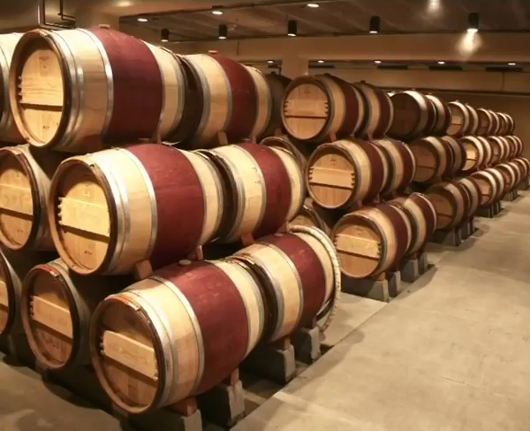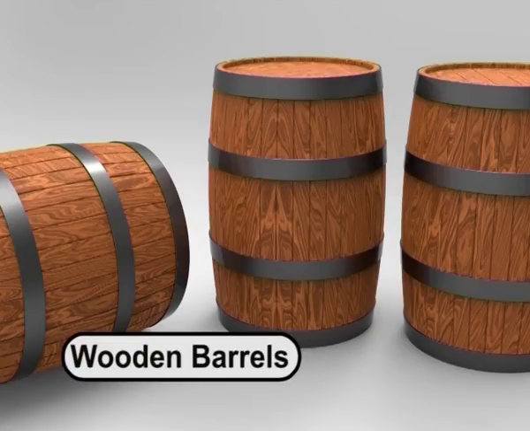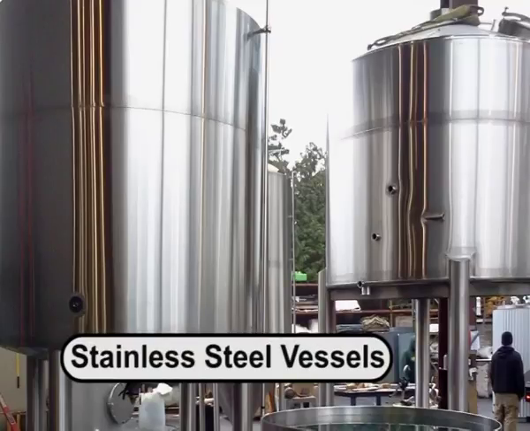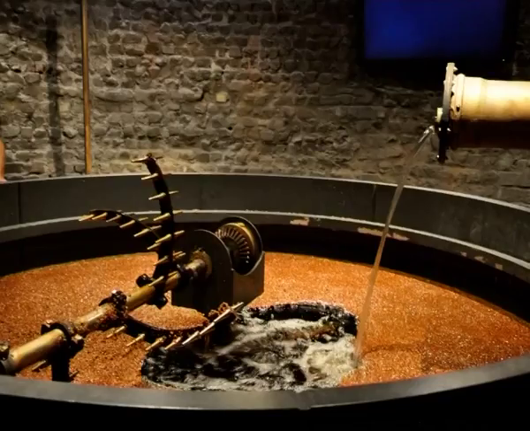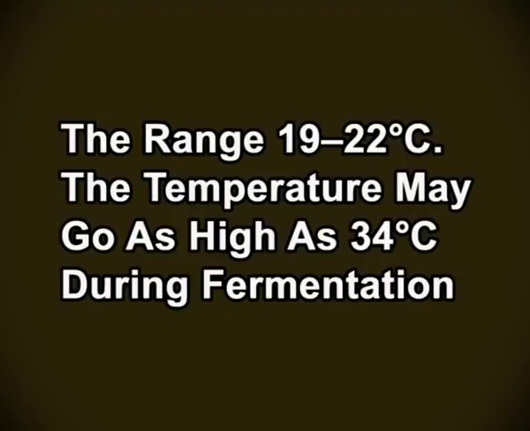The strains may also be selected on the basis of their ability to produce esters. Fermentation on a small scale may be in closed wooden barrels, but on a larger scale it will be in stainless steel vessels known as washbacks. Unlike in breweries, there is little temperature control during fermentation other than to target the initial temperature, which may typically be in the range 19 to 22 degrees Celsius.